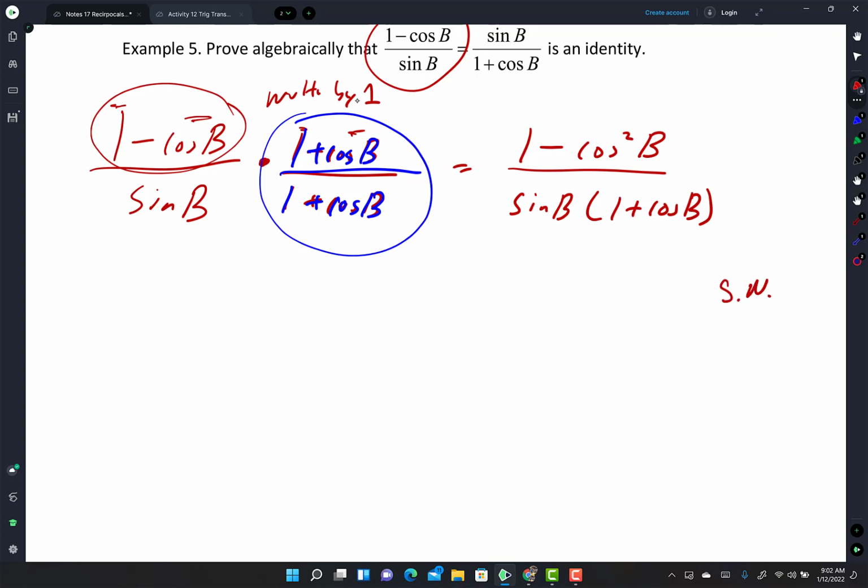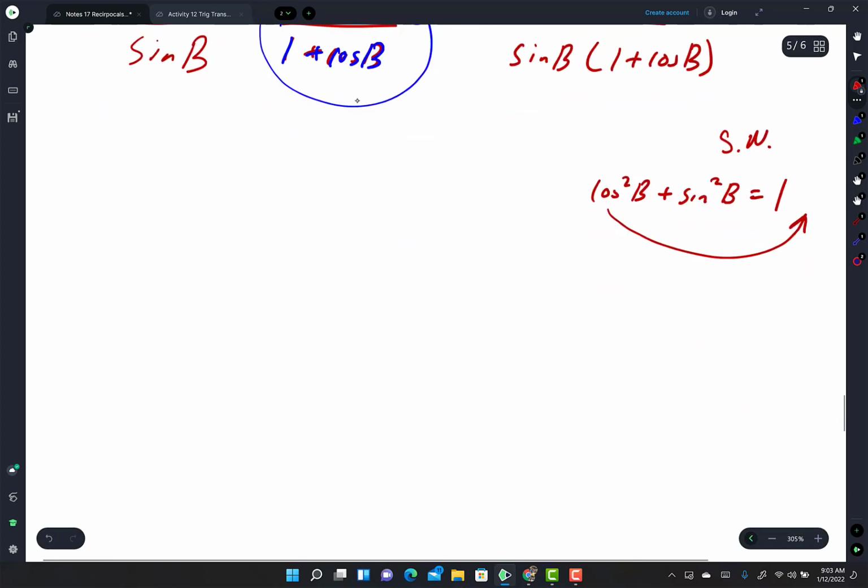From there, do a side note on the side somewhere. And we're going to write what formula again? The Pythagorean formula. Tell me the formula, Barrera. Cosine squared x, or b, yeah, plus sine squared b. Perfect. I notice that I have a 1 minus cosine squared b in the top. So that's what I want to get on my side note. I'm going to move that cosine squared to the right, and I'm going to write sine squared b equals 1 minus cosine squared b. Are we still okay?